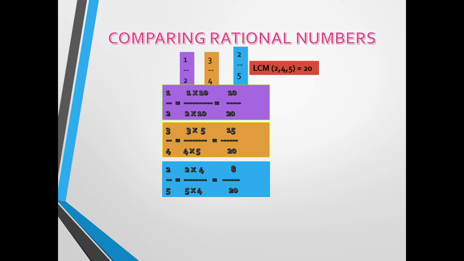Now we got the equivalent forms of all these three rational numbers with the same denominator 20. We can compare them easily by comparing only the numerators. Since the denominators are the same, the one with the greater numerator is the greater rational number. So 15 by 20 is greater than 10 by 20, which is greater than 8 by 20. In this way we can compare any given rational numbers.